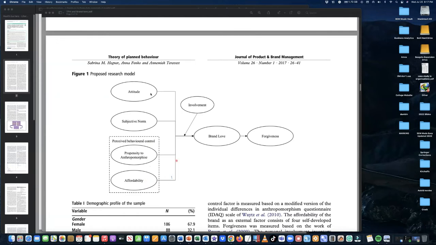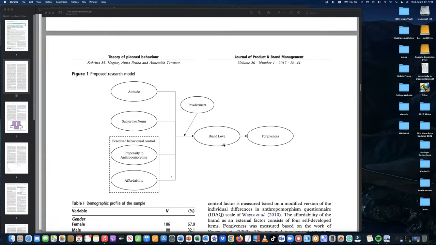So you have got attitude, subjective norm, perceived behavioral control, going to brand love, and then going to forgiveness. But involvement is what? A moderator. This is what we call a research model. So do you see that the theory is there?